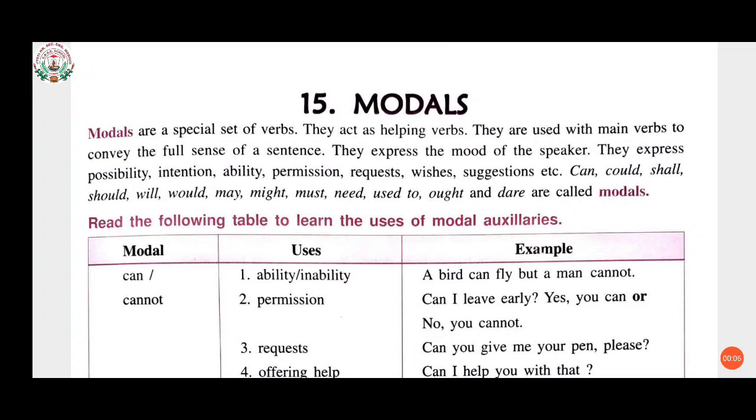Today we will start lesson number 15 of your grammar book, that is modals. So let's start with the definition of modals. Here is what is given in your book. First I would like to read that.